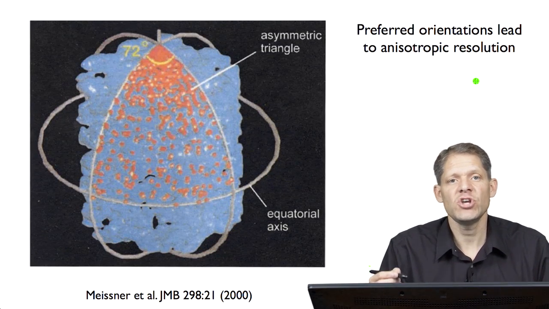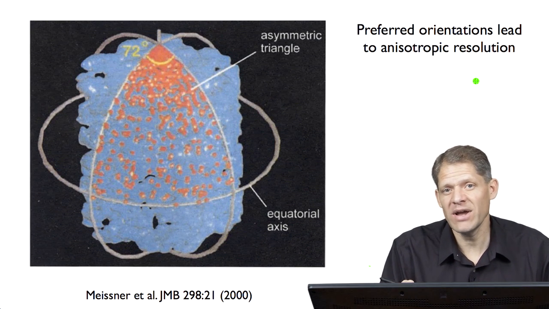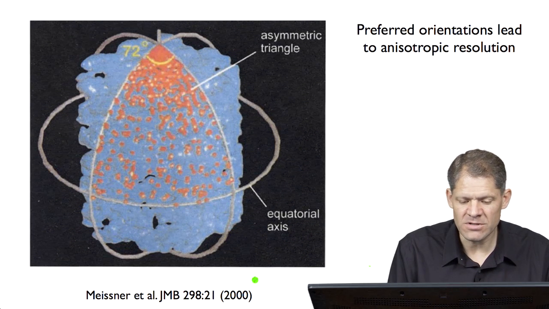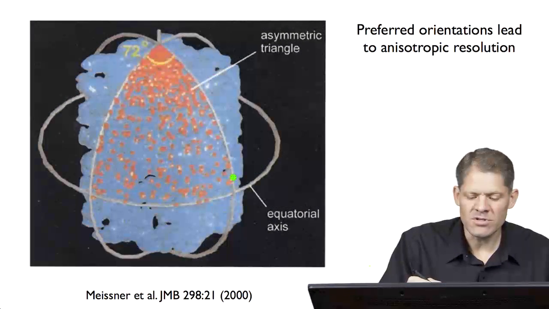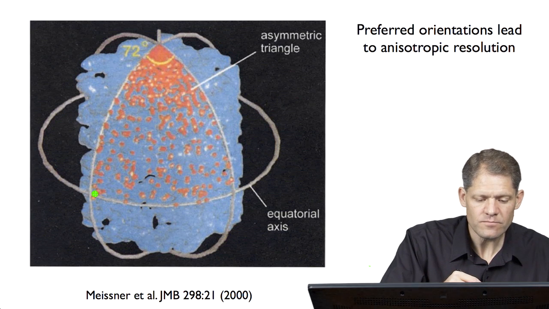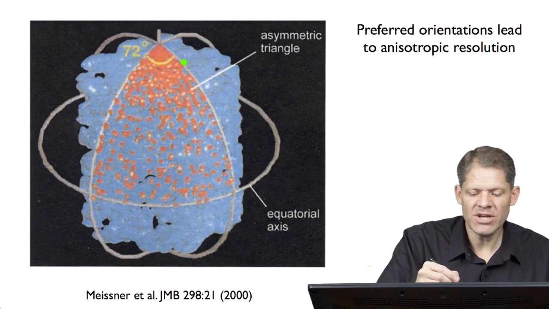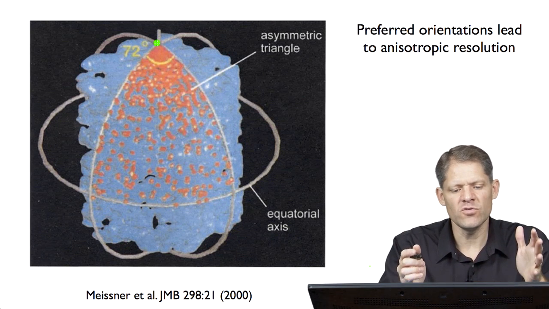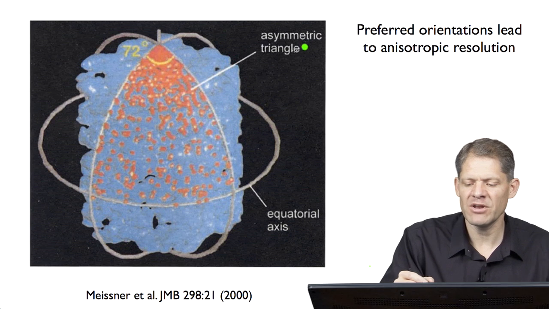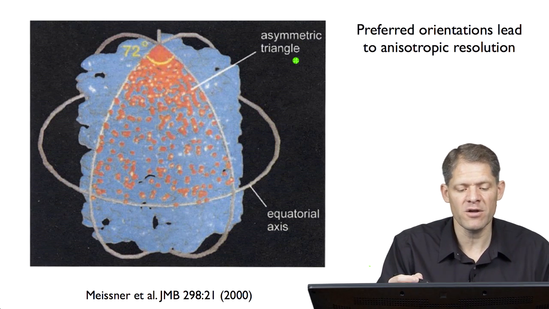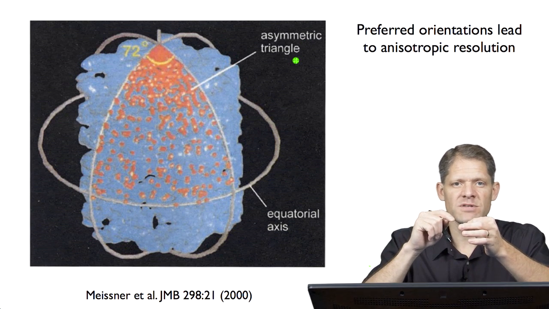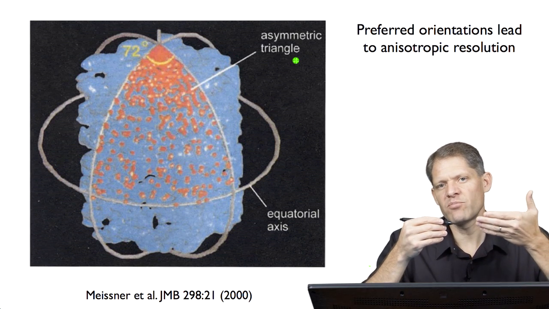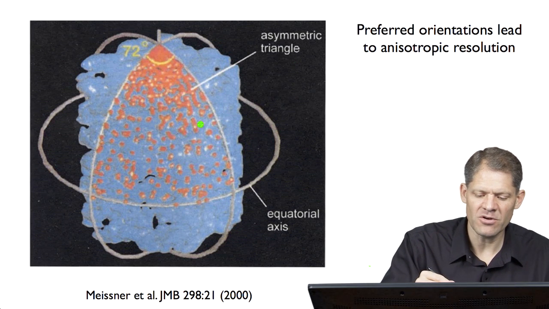So one of the ways you can check what kinds of orientations were present in your data set is to plot them. So here's an example from JMB in 2000 where the authors were studying a particle with such a symmetry that just this triangular region of a sphere of views were unique. So this is the asymmetric triangle of possible views of that particle. And each of the particles that they had imaged, they're plotting the point of view from which that projection was recorded, and they plot those here in red.